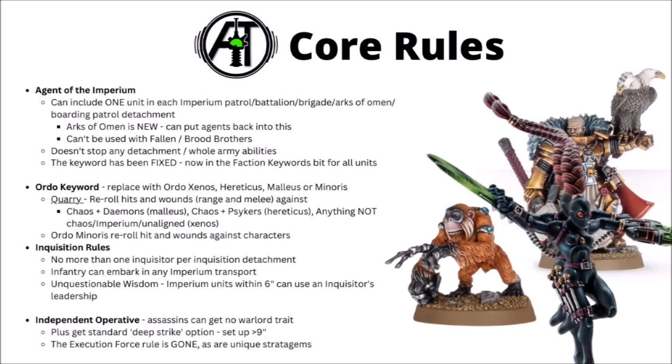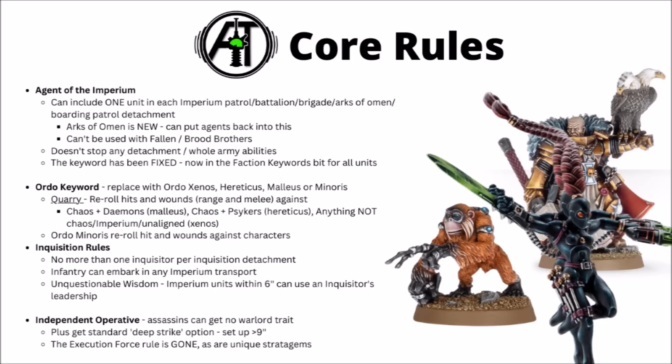Finally, for the Assassins generic rules, we've got Independent Operative. Assassins can't get a Warlord trait, plus they can get a Deep Strike special rule where they set up greater than 9 inches away as before. It's interesting to note that their Execution Force special rule, where you fielded one of each of them in a Vanguard detachment, that is now completely gone.